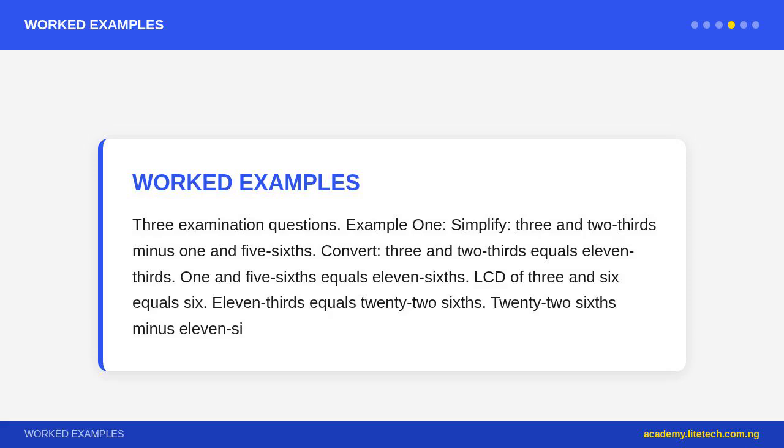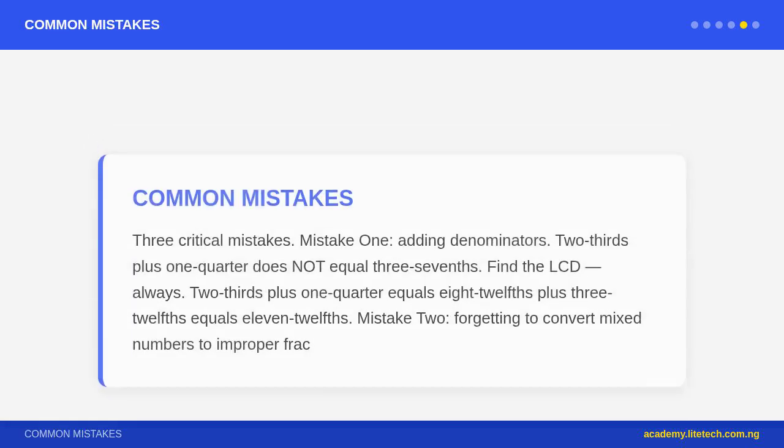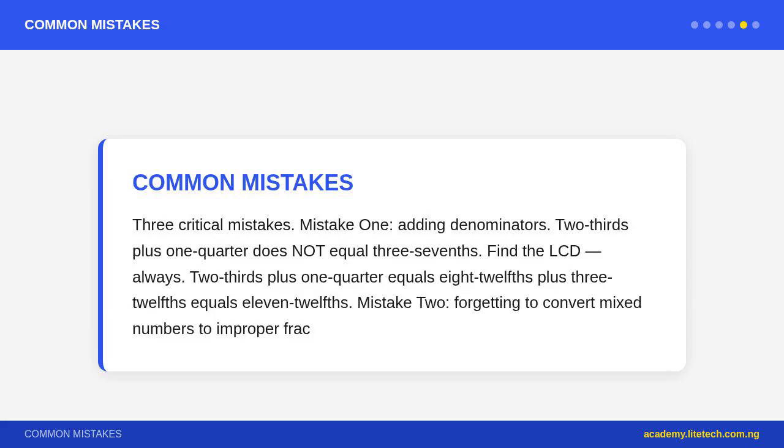Example 2, a piece of fabric is 6 3/4 meters long. It is cut into strips of 3/4 of a meter each. How many strips are obtained? Divide, 6 3/4 divided by 3/4 equals 27/4 divided by 3/4. Equals 27/4 times 4/3 equals 108 divided by 12 equals 9. 9 strips are obtained.